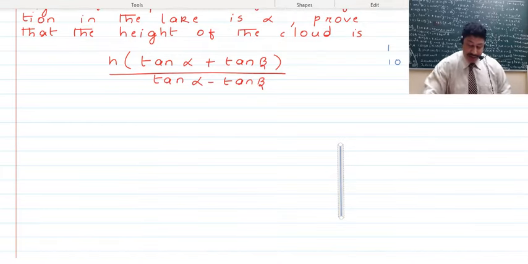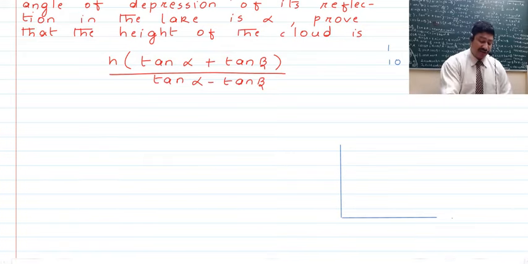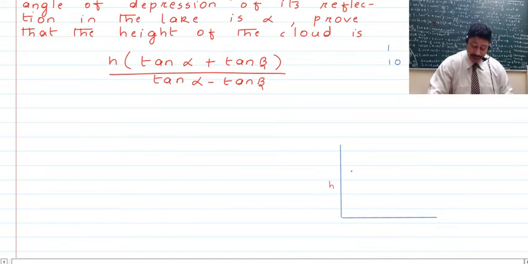Now we're going to make the lake surface something like this. So this is the lake surface, right? And h meters above the lake surface we have this point, right? Now from this point, a cloud which is above the point of observation is being watched.